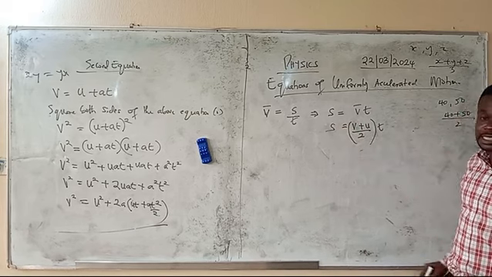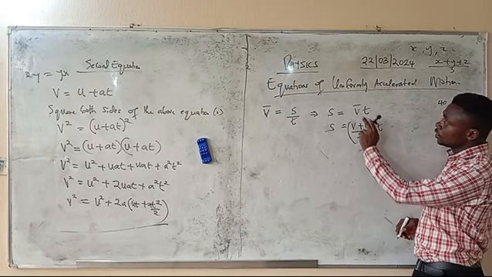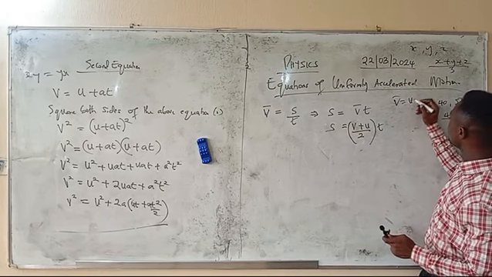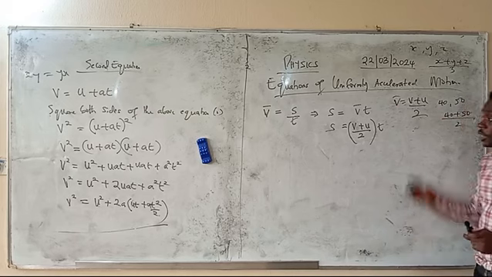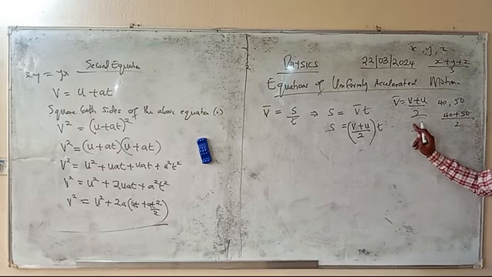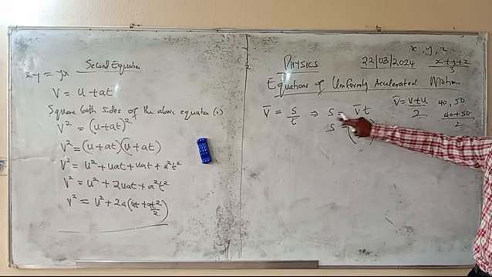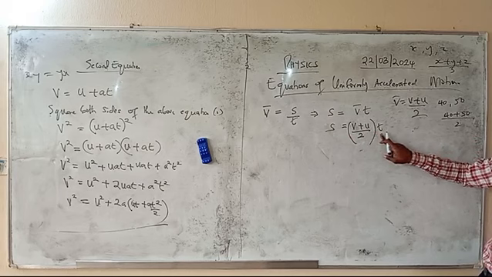So total distance is simply average velocity, which is V bar. V bar is V plus U, all over 2. This is the average velocity. You substitute this for V bar in this equation and get your total distance, which is average velocity times time.